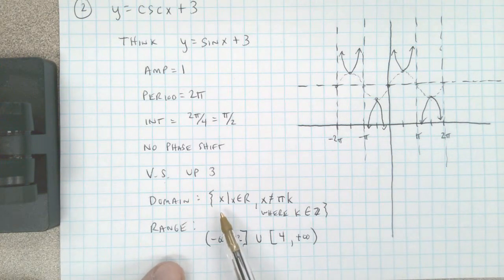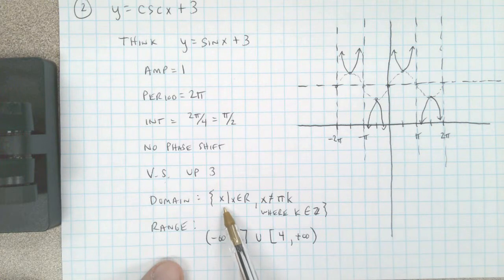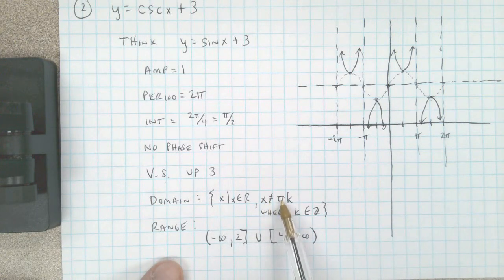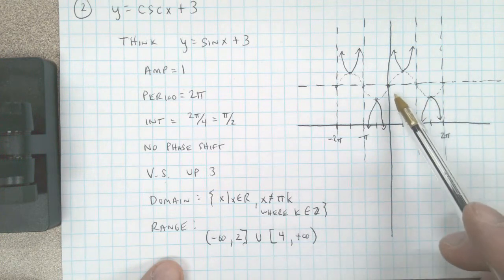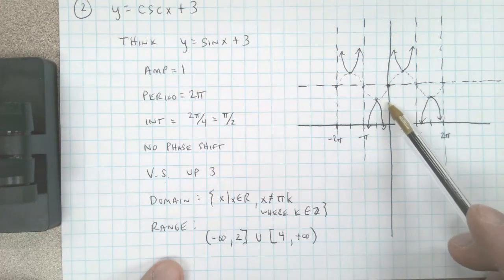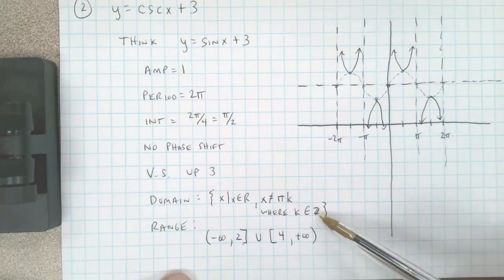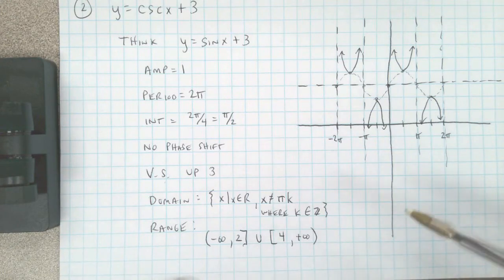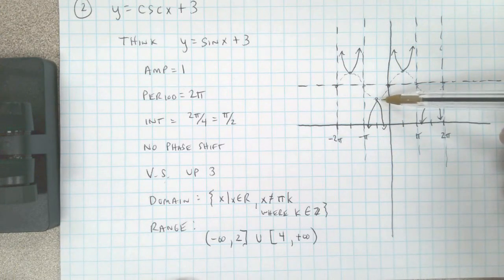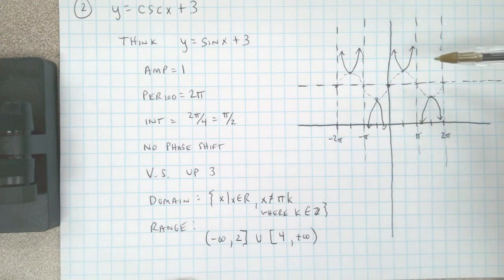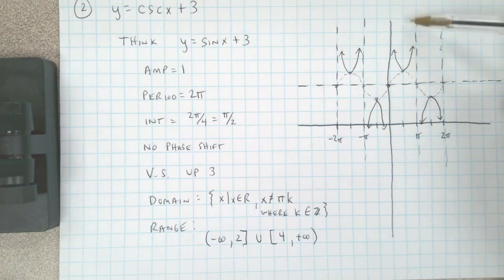Notice that our domain here, we're going to say it's for all x such that x is an element of the real numbers. x is not equal to pi times k, so I just use the y-axis. So this is one of my asymptotes, plus pi k. That's the distance between the asymptotes, where k is an element of the integers. The range is going from negative infinity all the way up to positive 2, and then we're picking back up at 4 and going to positive infinity on the range.